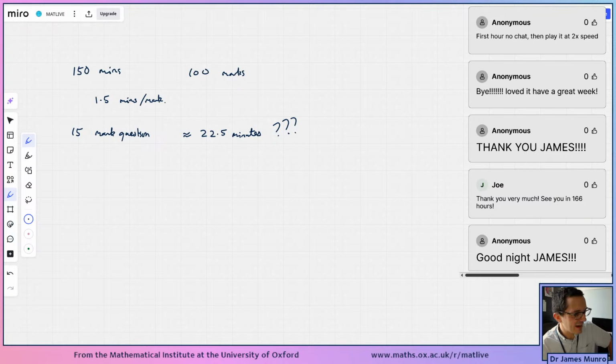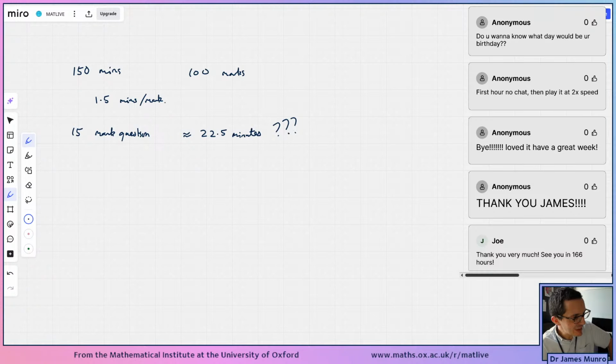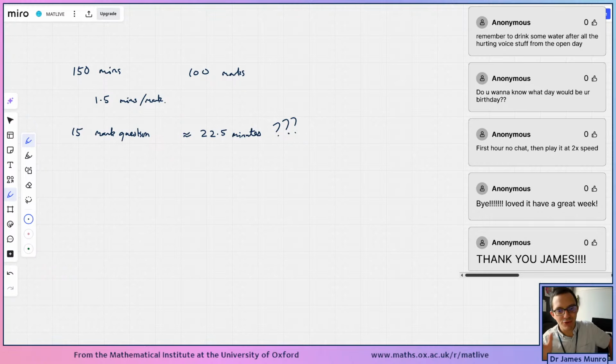You can also get the solutions there, so you could cut out the middleman and just go for the maths if you like. First hour no chat, then play it at double speed. Interesting idea. I can do the whole thing with no chat, put it on YouTube, and then everyone can do it double speed. Right, good. Yes, drink some water. Right, good. Thank you, chat. See you next week.